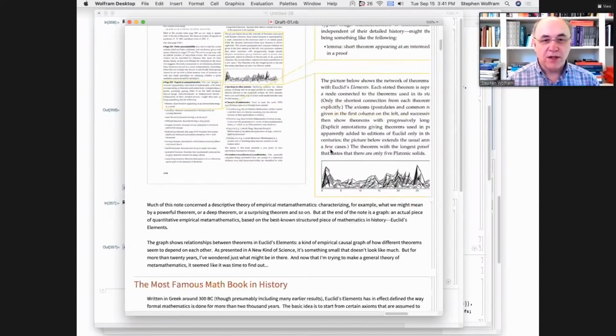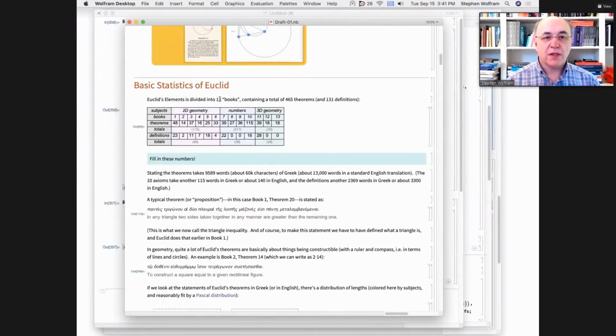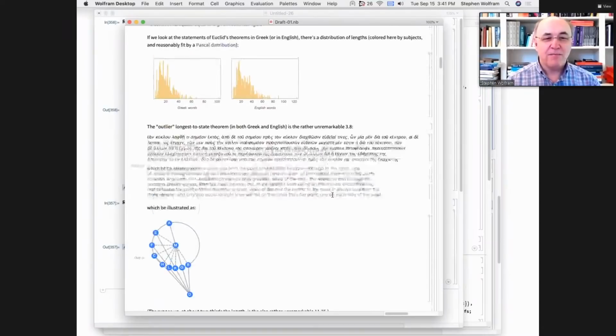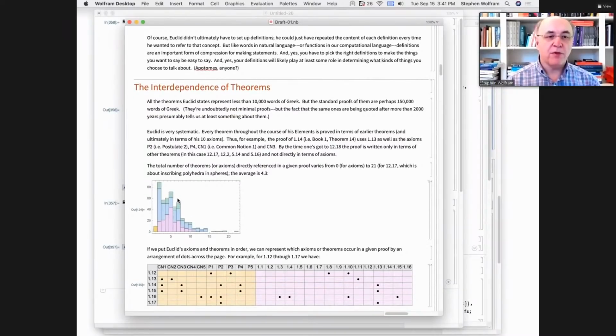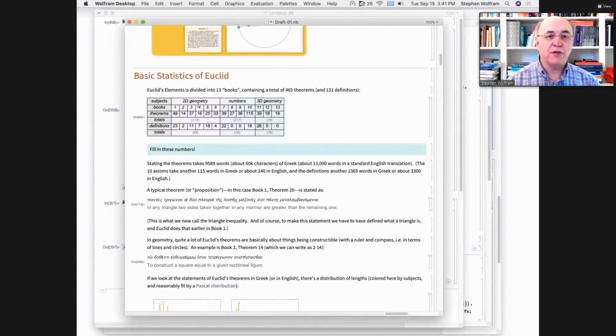Okay, so that's just the summary of what's in Euclid. These are very boring things, like the length of each proposition in Greek, the distribution of lengths in Greek and English. But it gets more interesting when we look at the number of theorems referenced. This is the distribution of the number of theorems referenced, and the different colors correspond to the different sections of Euclid: the 2D geometry section, the numbers section, the 3D geometry section. So they're purple, blue, green, as of today at least.